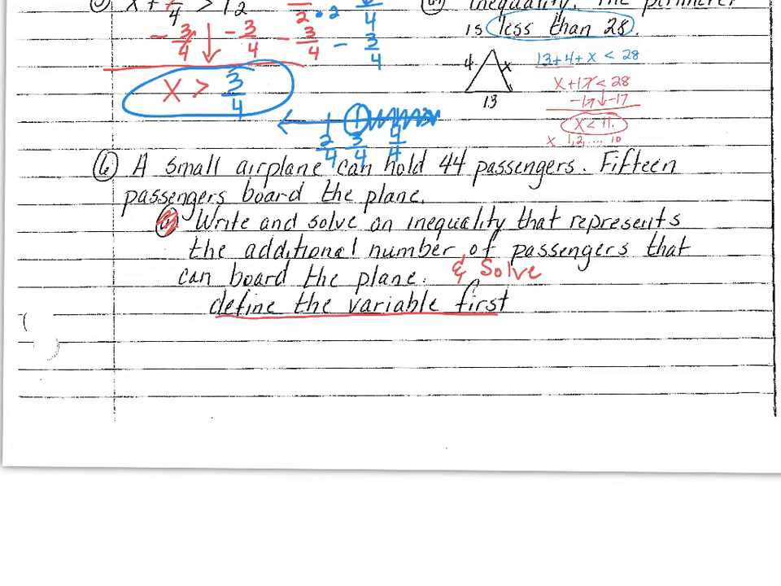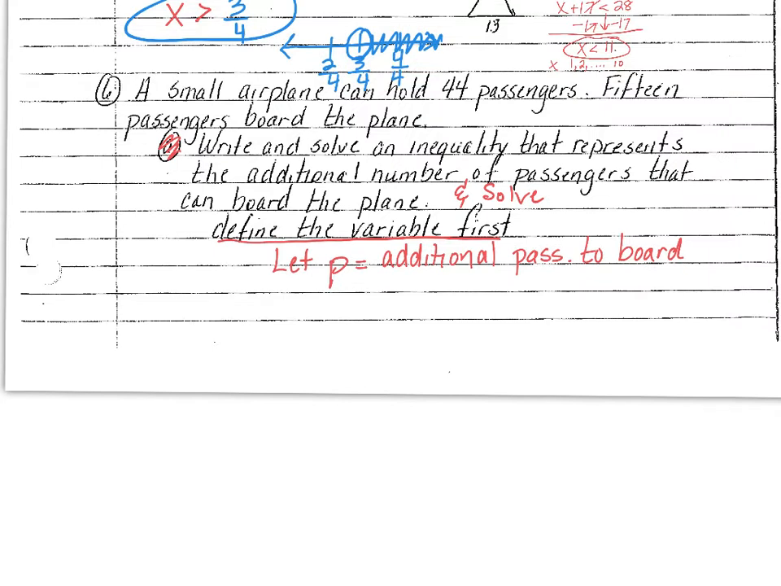So we need to define the variable, and he said how many passengers can board. So Caden, give me a letter. P. Let P equal the additional passengers. I'm just going to write pass to board. So there are already 15 on the plane, plus more passengers can board, right? Do we know how many more? Nope, we defined it as P.